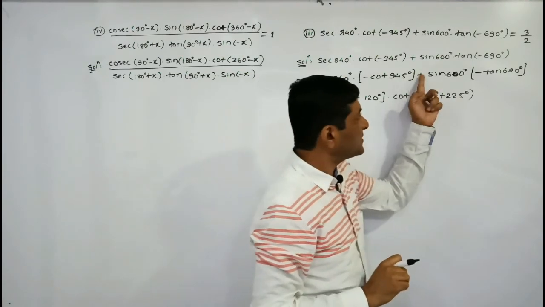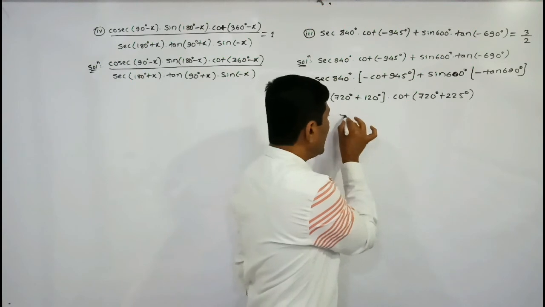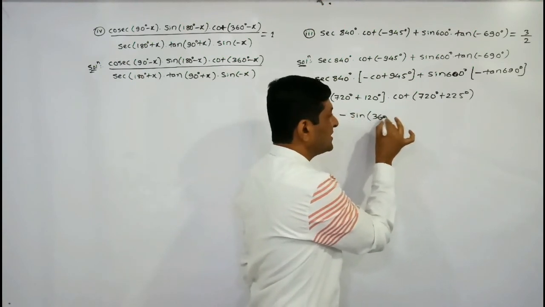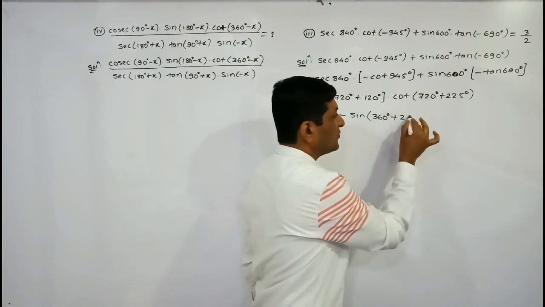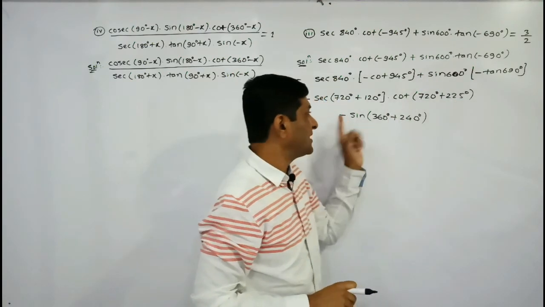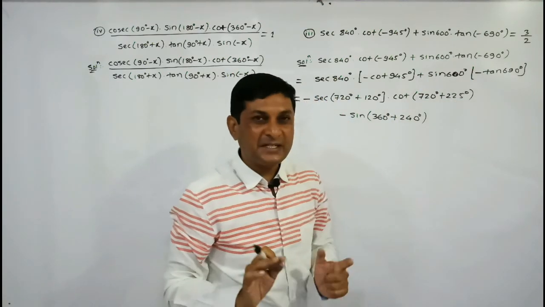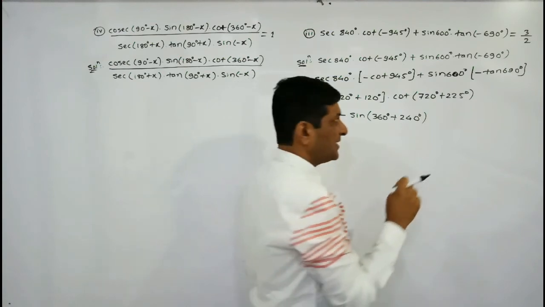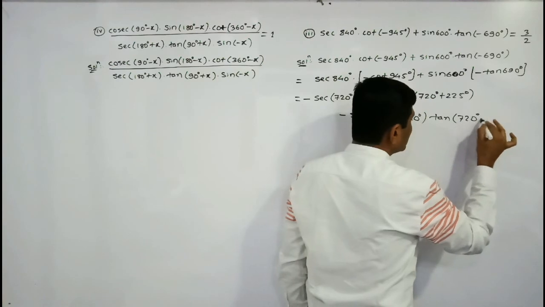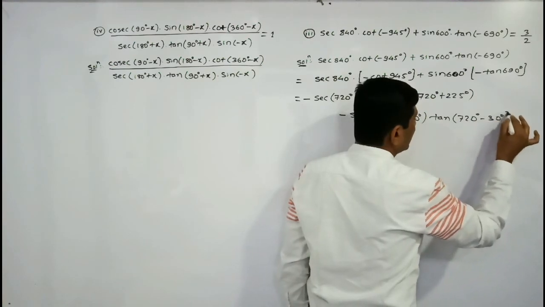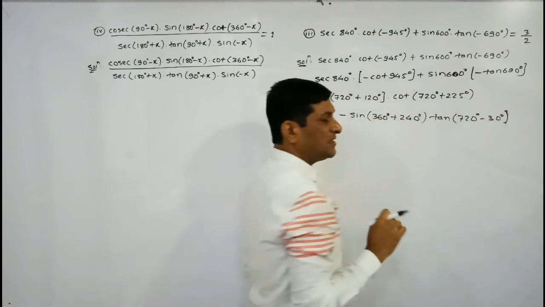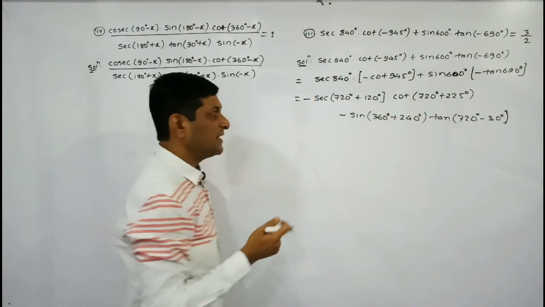Now here also plus into minus will become minus, and sine 600 can be written as 360 degrees plus 240 degrees, isn't it? Now already minus into plus will become here minus, and tan 690, 690 is very close to 720, so it can be written as 720 minus 30 degrees, minus 30 will be equal to 690. In this way, we have arranged the term in the form of allied angle formulas. Now let us simplify it.